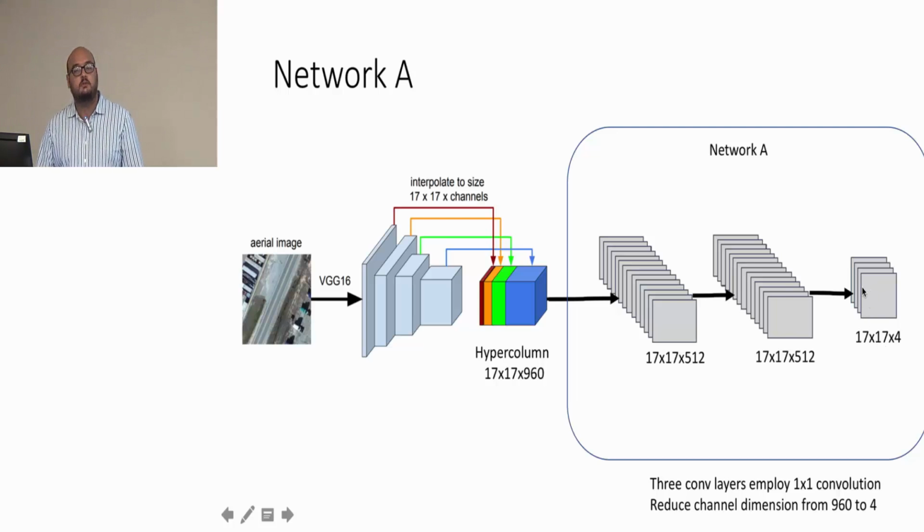This 17 by 17 by 4 is the aerial segmentation, which we are interested in from the aerial image. We take the aerial image and convert it into the segmentation, so this is that segmentation. There are 4 classes, that's why we have 4. So we are getting 4 different activation maps here.